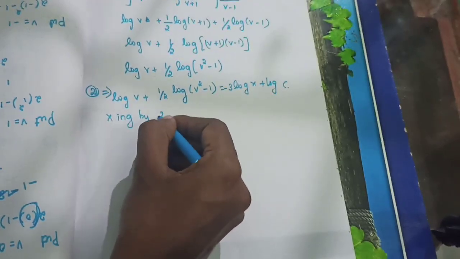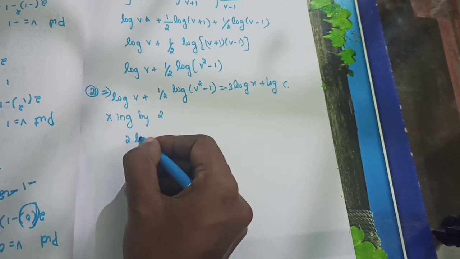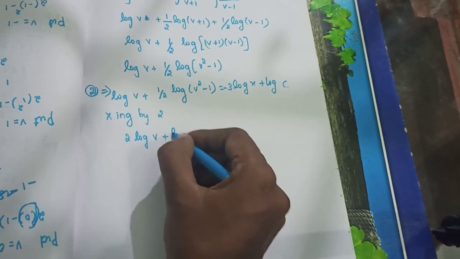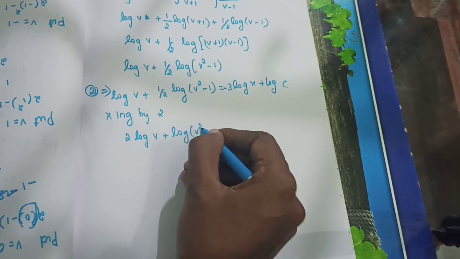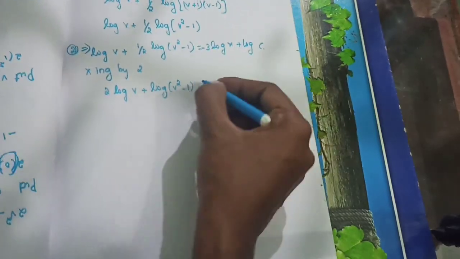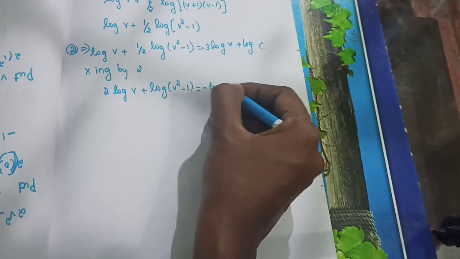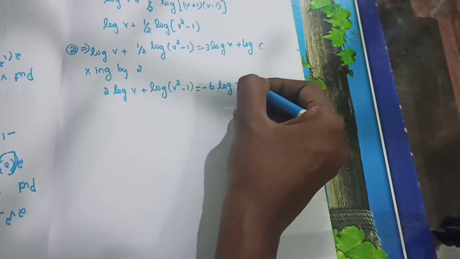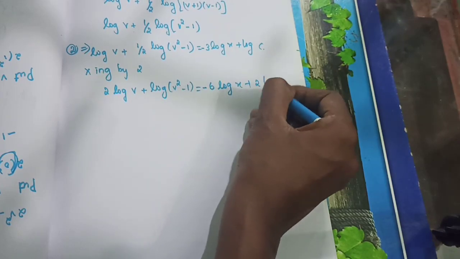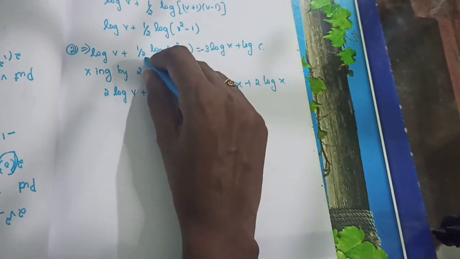Then only this 1 by 2 it will go. So 2 log v plus log (v square minus 1) is equal to, when you are multiplying with the 2, this will change as 6 minus 6 log x plus 2 log c. Okay, why we are multiplying with the 2?